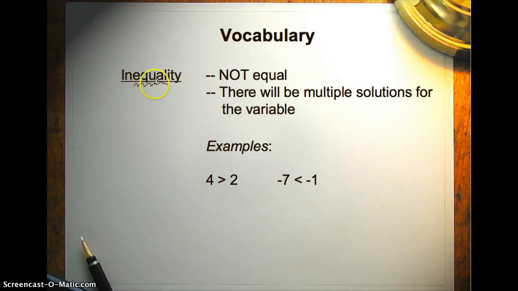So this is almost the opposite of an equation because the two sides are not equal, unless, of course, it has an equal to sign, which you'll see in the next slide. The word means they are not equal, and so this means there will be multiple solutions for the variable. Here are a couple examples of inequalities. We have 4 is greater than 2, because this is a greater than sign, and then we also have -7 is less than -1. Please make sure this is in your notebook. All right, here's the next slide.